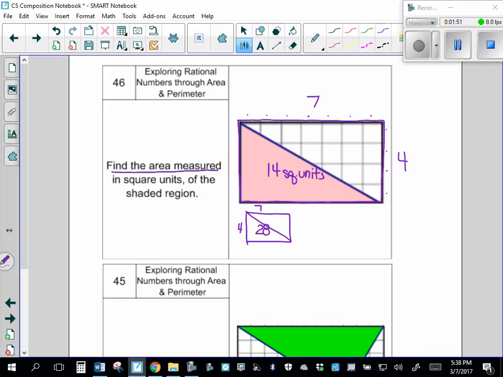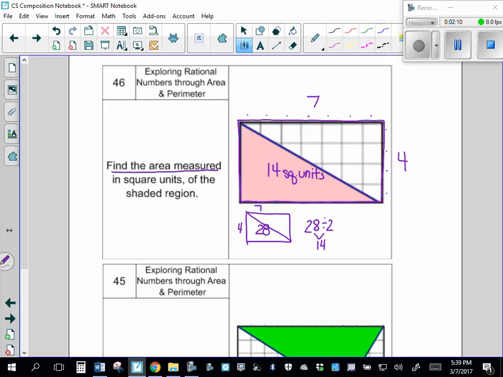because 28 divided into 2 parts is equal to 14. So that was the first problem that we did.